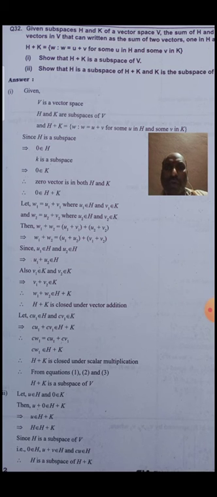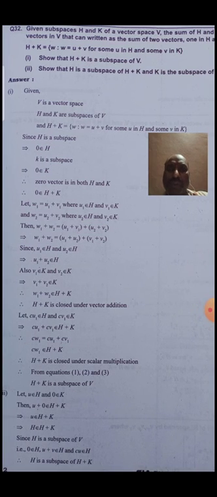First one, show that H plus K is a subspace of V. Second one, show that H is a subspace of H plus K and K is a subspace of H plus K. Answer.